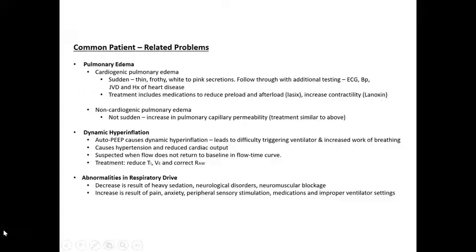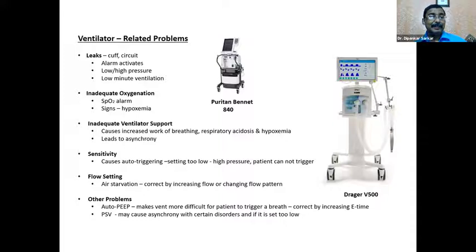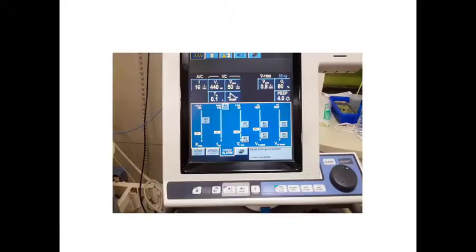Now, abnormal respiratory drive may be there in neurological disorder or neurological blockage. Apart from that, which is important, is the pain, anxiety, peripheral neurological problem, which can give rise to this kind of problem. Pulmonary embolism is another cause. Now, ventilator-related problems: there may be leaks in the cuff, circuit, inadequate oxygen, inadequate ventilator support. You have not given the adequate parameters. The sensitivity is not optimum. And the flow setting should be made perfect. Otherwise, there will be air starvation. And auto-PEEP, what we have developed, we have discussed.